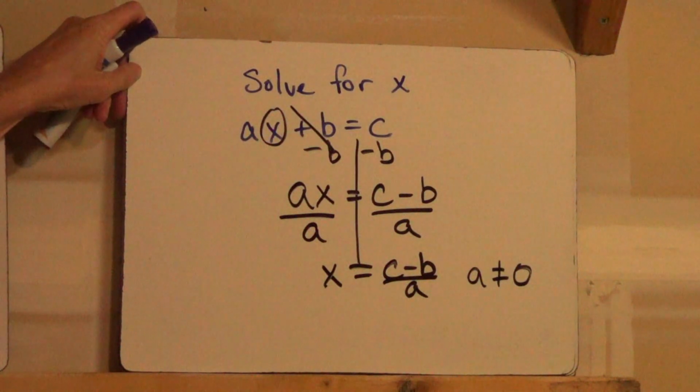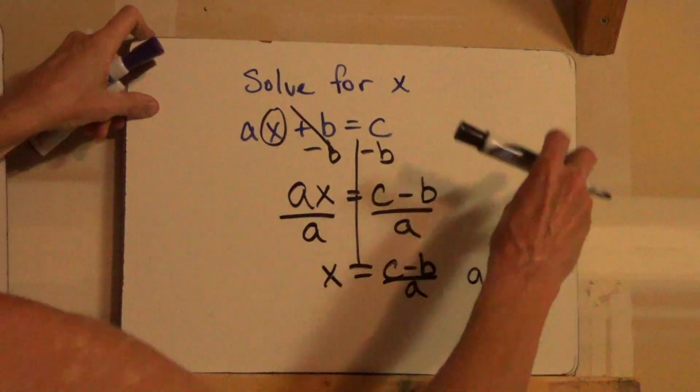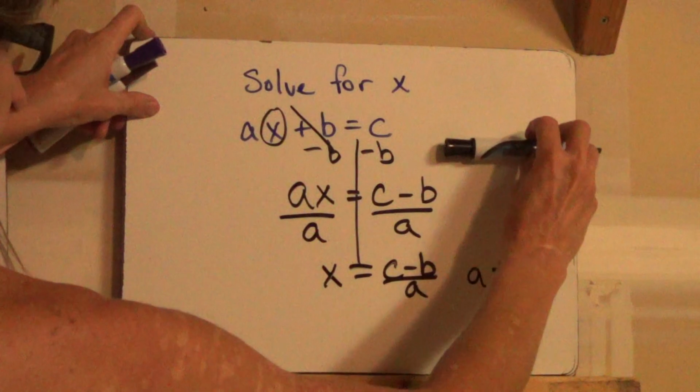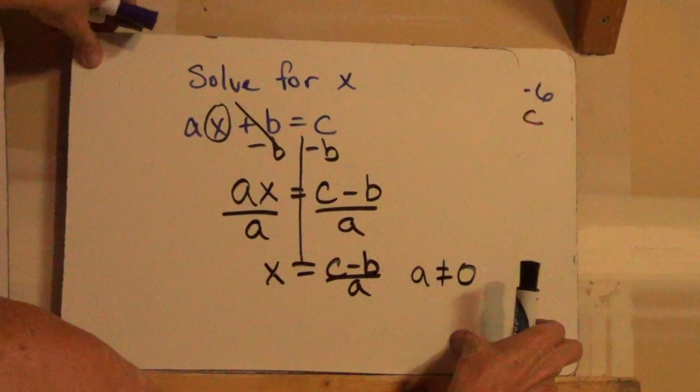Okay, other things here that you may want to be aware of is that you should go back and justify your steps, make sure you've done them right. Subtraction property of equality and division property of equality.